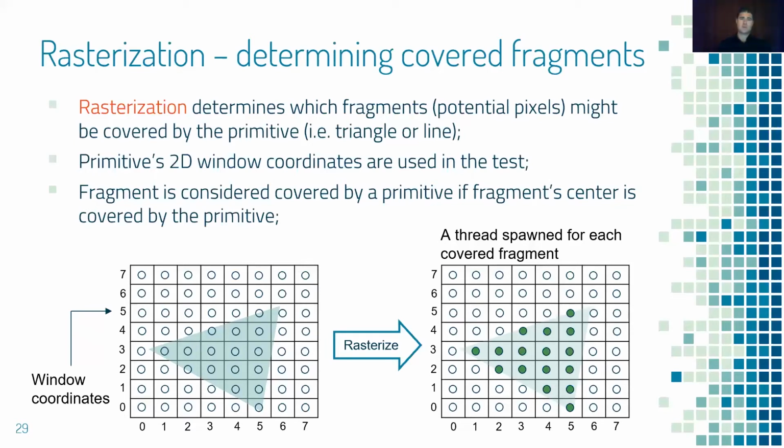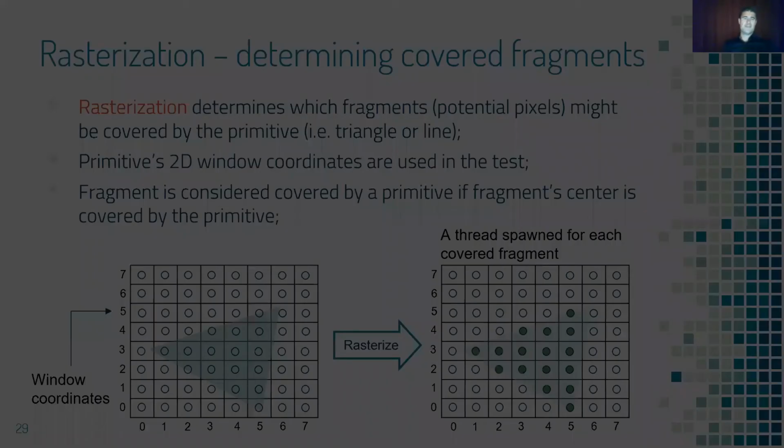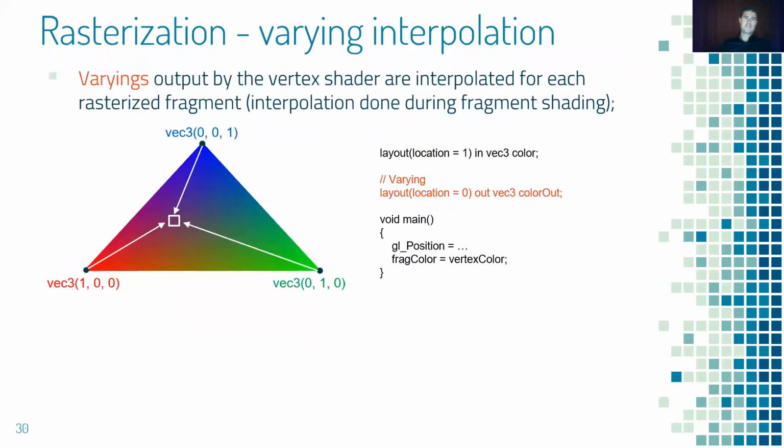which brings us to, well, actually, sorry, I still have to talk about the varying interpolation. So I said when we were discussing the vertex shader that the vertex shader outputs are called varyings. So here you can see the part of the vertex shader where this is defined. The varying is called color out.